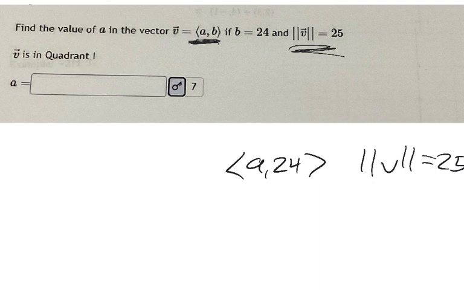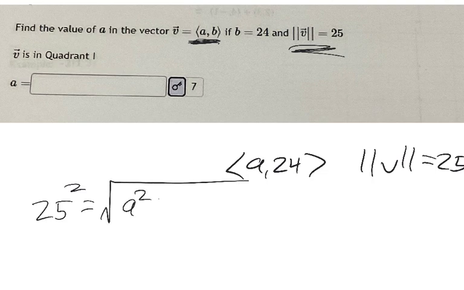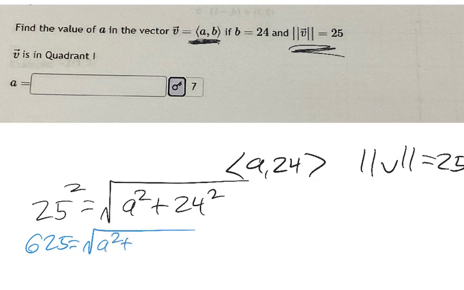So, how could I figure this out? Pythagorean theorem, right? I'm going to do this one like I don't know the triple. So I could say 25 squared equals the square root of a squared plus 24 squared. So this would be 625 equals the square root of a squared plus, I don't know what 24 squared is. I'm going to need some help there. 576.